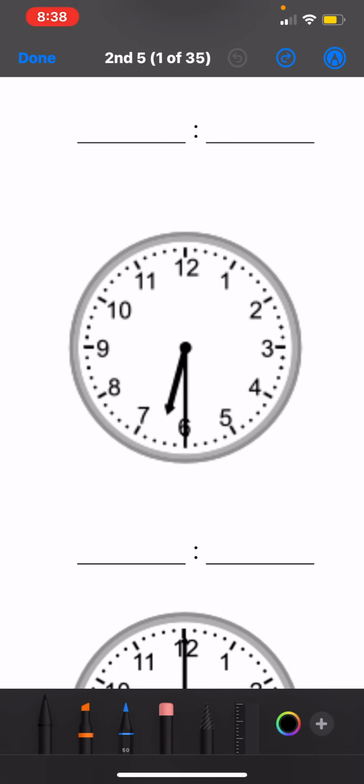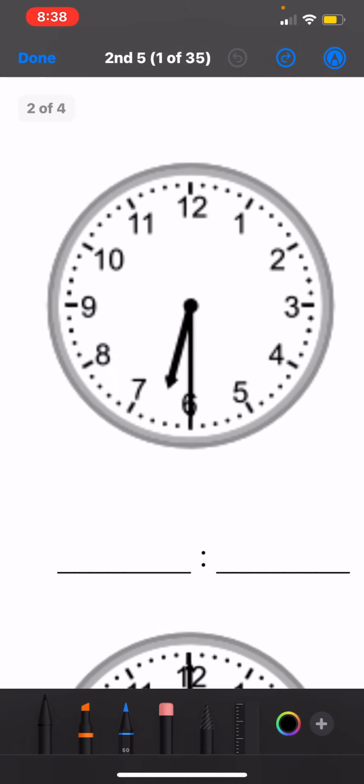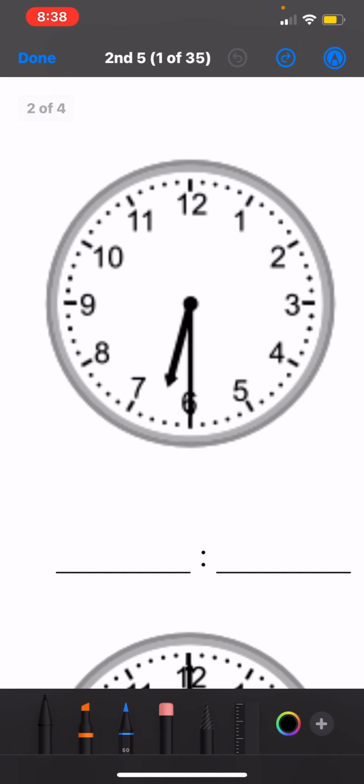Hello class, I will be teaching you how to read the time. So let's look at this problem. As you can see, we have a shorthand and we have a longhand. Remember that the shorthand is the hour hand and the long one is the minute hand. So we're going to look at the hour hand first.